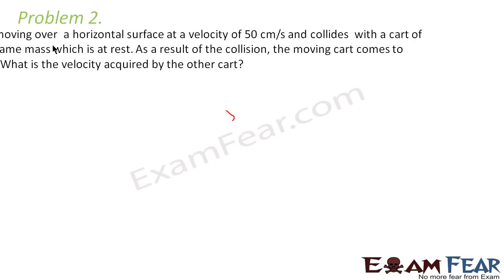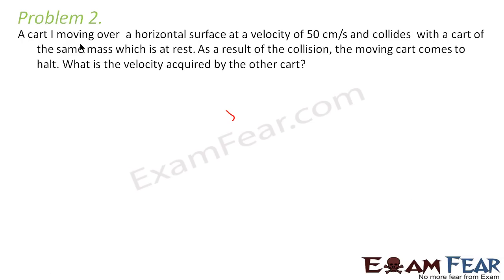Now let us look at problem 2. It says a cart is moving over a horizontal surface at a velocity of 50 centimeters per second and collides with a cart of the same mass which is at rest. That means there is one cart, say of mass m1, which is moving with velocity v1 equal to 50 centimeters per second. It collides with another cart of same mass. That means the mass of the other cart is also m1, and this is at rest. That means the velocity of this cart, which we normally call v2, is equal to 0.